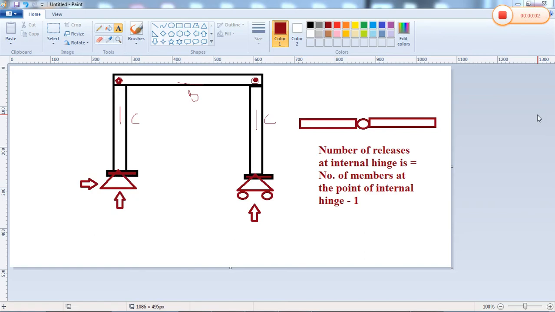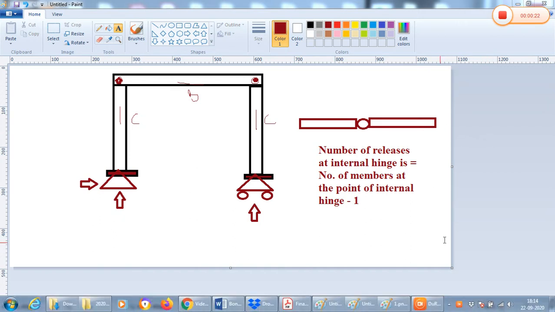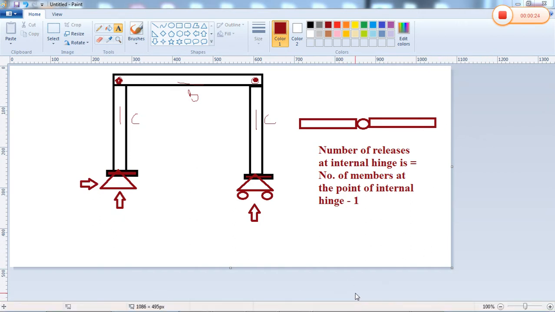So by now we know that for an internal hinge, the number of releases is equal to the number of members at the point of internal hinge, which is 2 here, minus 1. Thereby what we obtain is 1 release for every internal hinge.